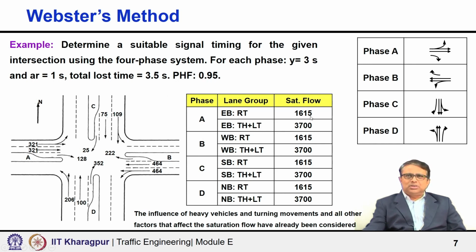Right turn is, say, 1615, through and left is 3700. Through and left means both lanes together, where the left lane is through and left and the middle one is only through, so together the saturation flow is 3700. Exactly in a similar manner for the other phases, the westbound, southbound and northbound, the saturation flow values for the right turn and through plus left together are given. So, with this input we need to design a suitable signal timing.